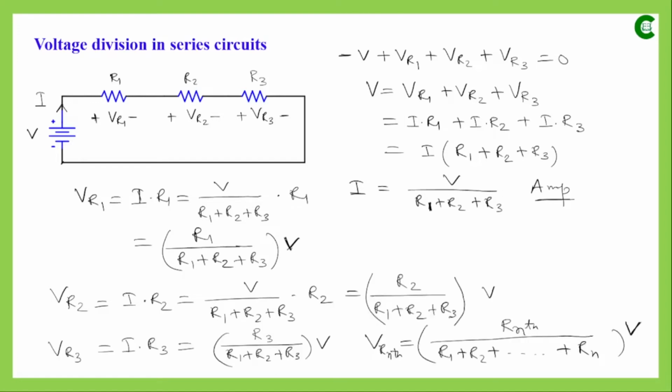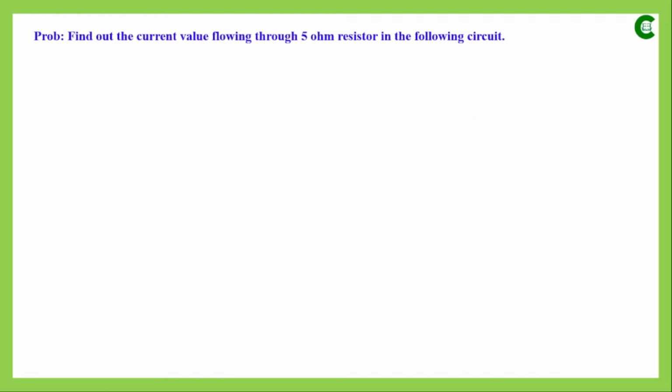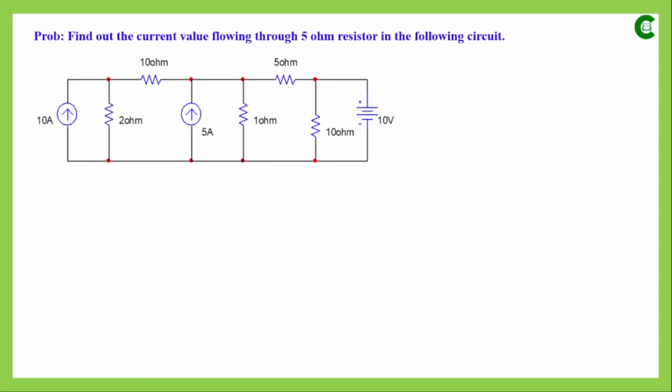Now we will solve a few problems using mesh analysis or KVL. In the first problem, the problem statement is to find the current flowing through the 5 ohm resistor in the following circuit, and this is the circuit diagram. Here we can see we have 5 resistances, the passive elements, and we have 2 current sources and 1 voltage source. What we need to find out is the current through this 5 ohm resistor.